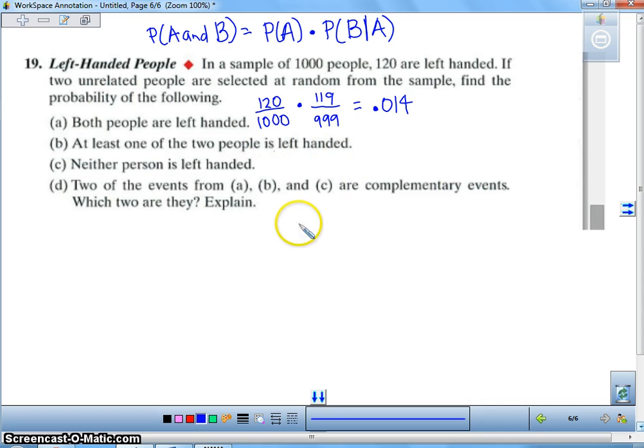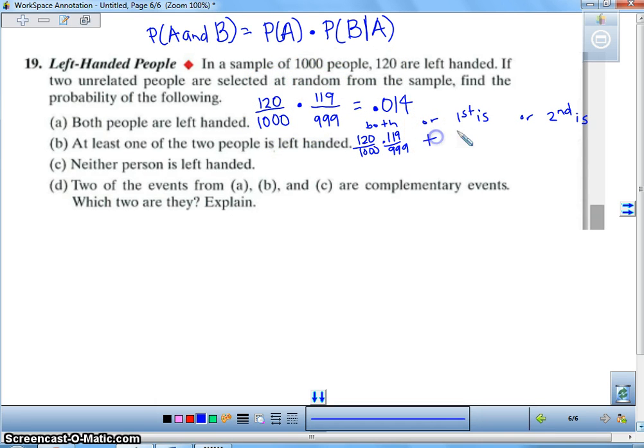At least one of the 2 people is left-handed. Well, that means that either both of them are left-handed, or the first one is, or the second one is. Both left-handed we just found, 120 over 1,000, 119 over 999. I'm not going to use this number that I've already found for that because it is an approximated number, and things won't work out quite like we need them to later. So I'm going to just put the actual work back in for the both.